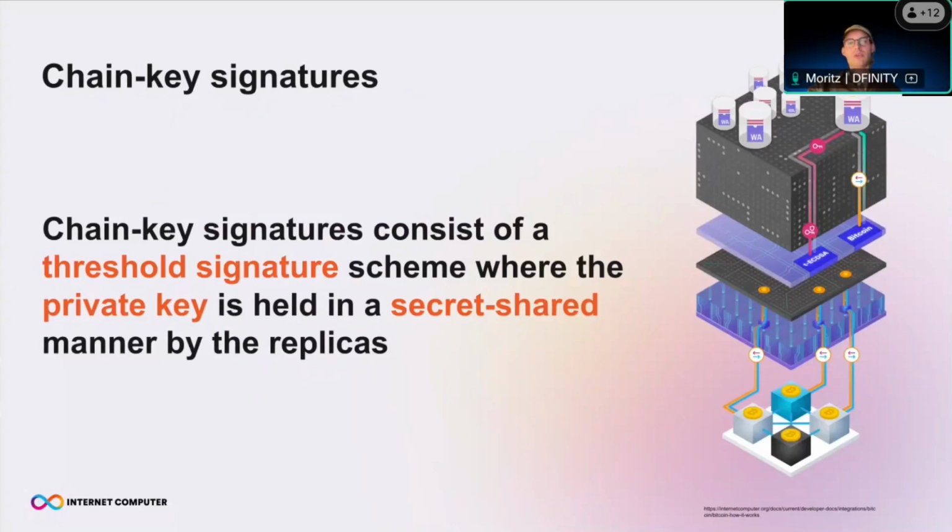Next, I want to talk about the other key building block, so the right-hand side of the slide, and that was how can we securely sign transactions for the Bitcoin network? And this is actually enabled by the chain key signatures feature that I kind of mentioned already. And that consists of a threshold signature scheme where the private key is shared across the nodes of a subnet.